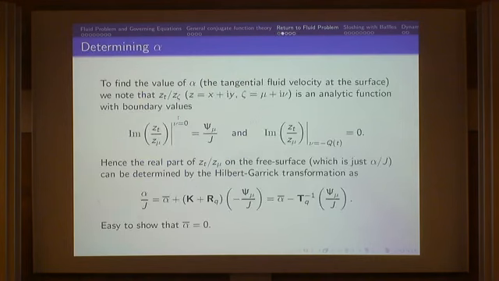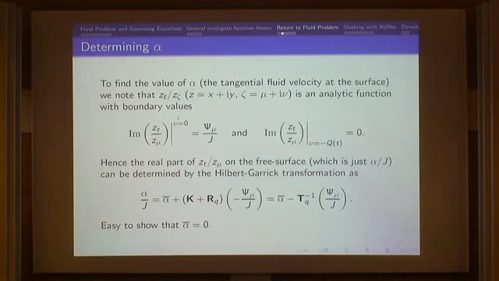Okay, so let's return to the fluid problem. Just briefly. So we've got two problems. So we want to use this mapping. We've got two problems. One, we can't find alpha. Two, we've got no equation for psi. So how do we determine alpha for this problem?